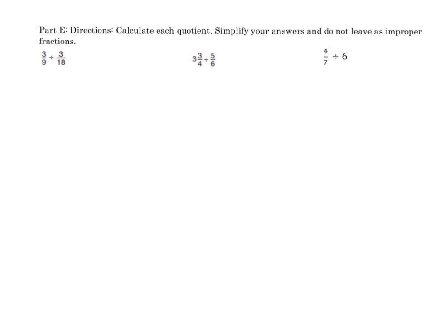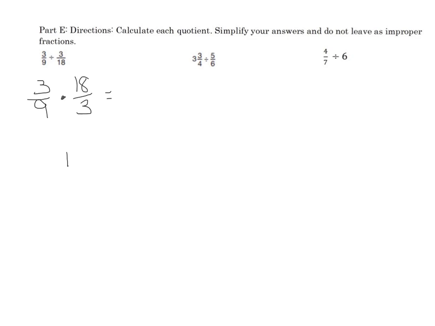So last week when we were talking about dividing fractions, we discovered that you could multiply by the reciprocal of the divisor to be able to make it easier than to actually divide. So let's look at this first one. I'm going to rewrite these as multiplication problems. So I have 3/9, and we are going to multiply that by the reciprocal of 3/18, which would be 18/3.